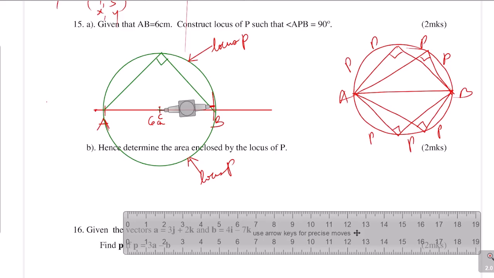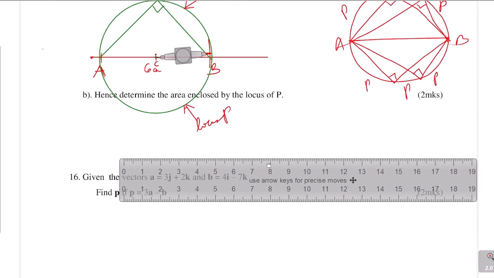So that is all you require to do. Simply draw the line AB and then get the center of that line AB. If it is 6, the center will be at 3. Then use that center and construct the circle. So that is exactly what you're supposed to do accurately.